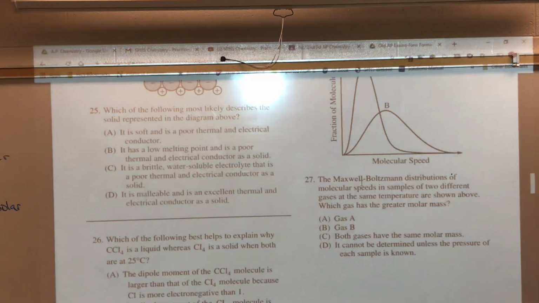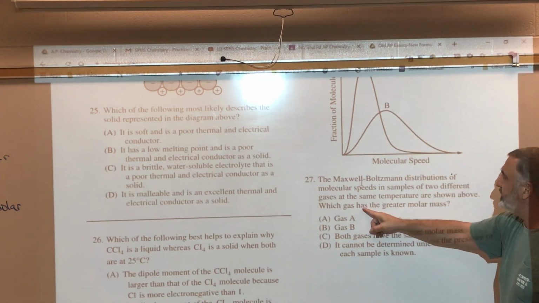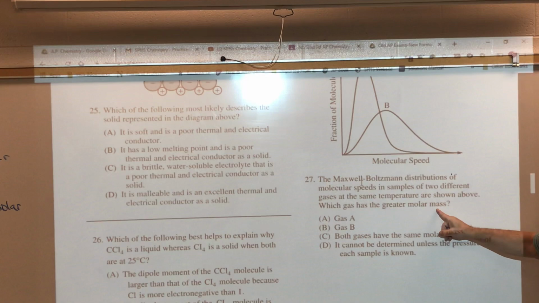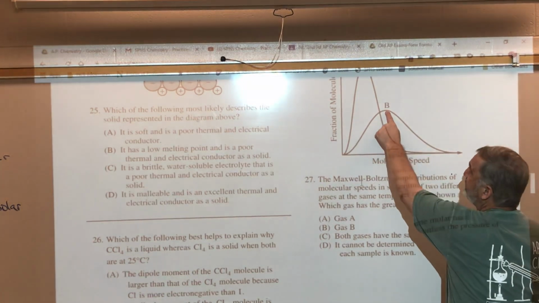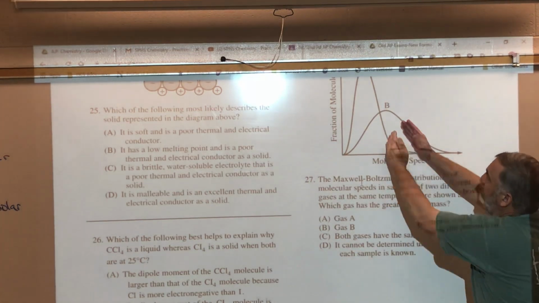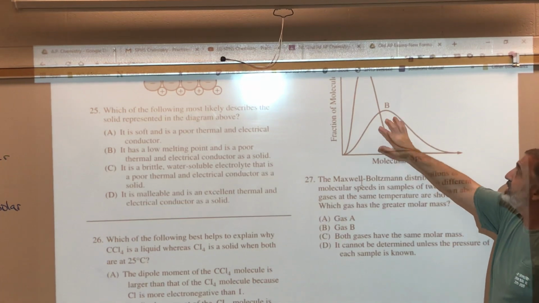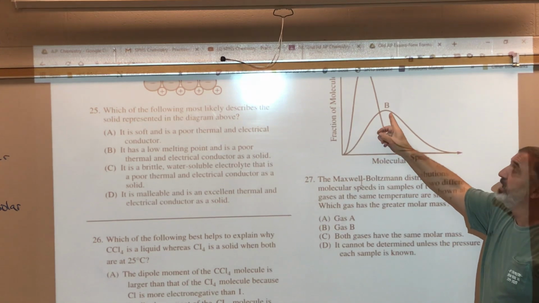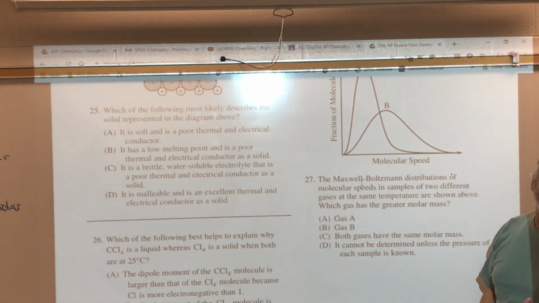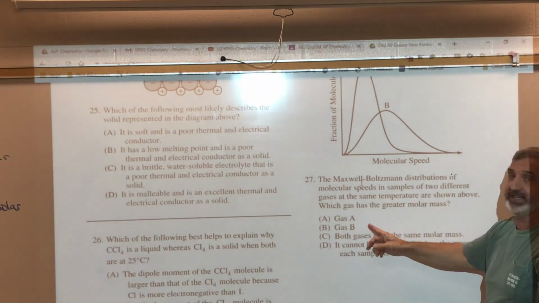All right, so the Maxwell-Boltzmann distribution of molecular speeds. Okay, so we're talking about speed. You got A and you got B. Which gas has the greater molar mass? Well, if you have a big mass, you ain't going fast. So B is going faster than A. The hump is farther to the right. B is faster. If this was the same gas, B is the higher temperature, but with two different gases at the same temperature, B is the faster, which means it is the lighter. So A has the greater molar mass.